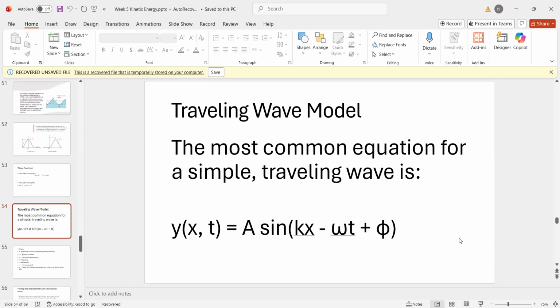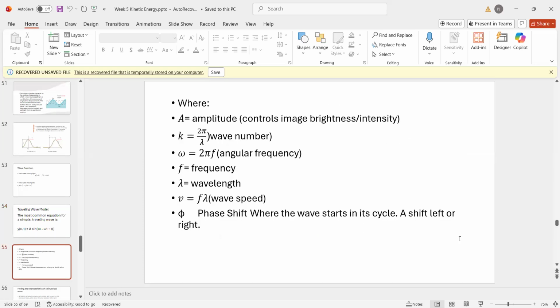This is the common equation that we use for traveling waves. So we have the wave number, the omega, and the phase shifts. We have the amplitude, the wave number, which is 2 pi over lambda, and the omega is 2 pi f. We have the frequency, and the velocity, which is the frequency times lambda, and phi is the phase shift.